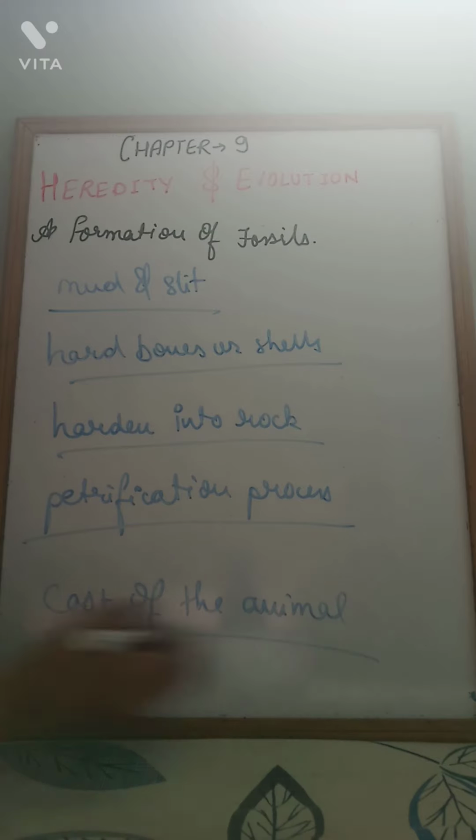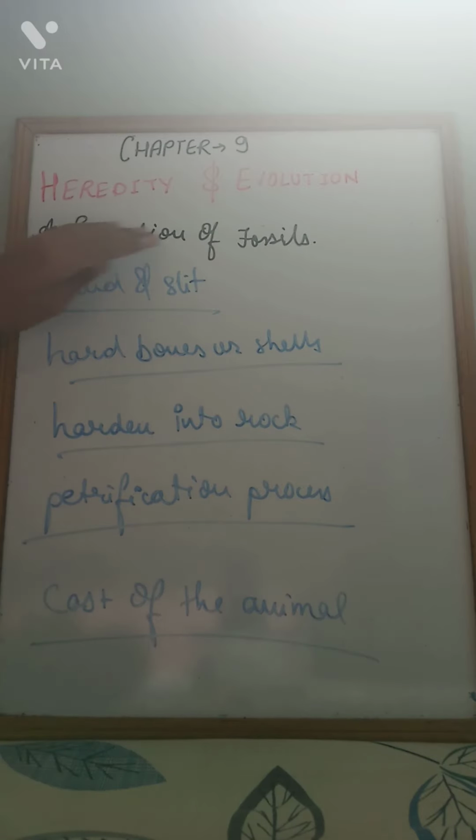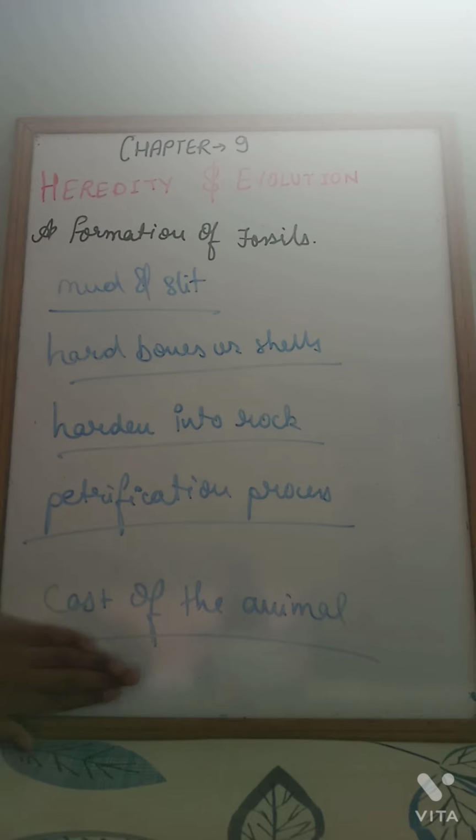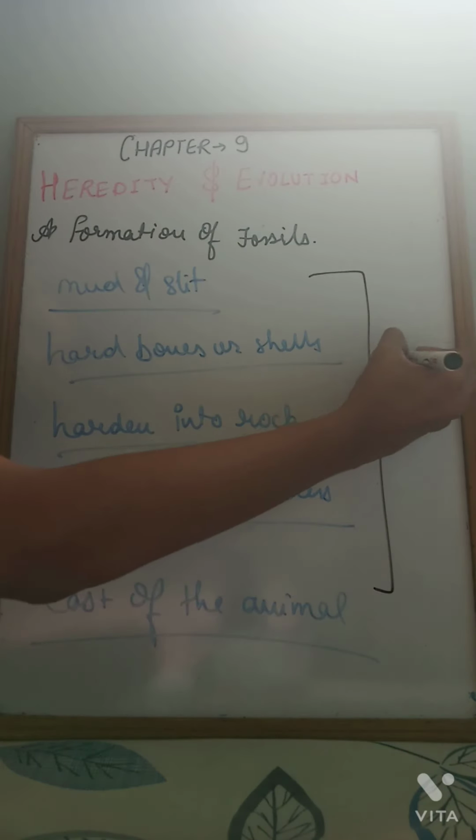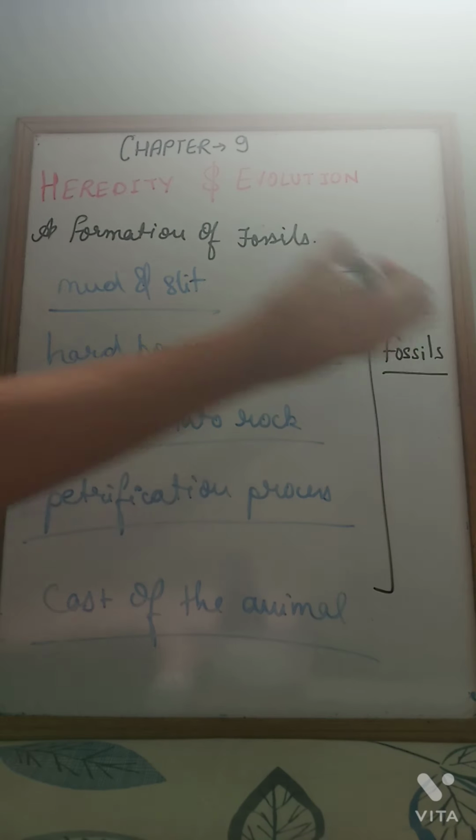In these 5 points, the formation of fossils happens. Firstly, they are buried in mud and slate. Then, the soft tissue of the body decays quickly. The hard bones and shells are left behind. Sediments are built over it and they harden into rock. Bones decay and then the petrification process happens. And then lastly, when the bones completely decay, they leave behind the cast of the animal, and these 5 processes give you fossils.